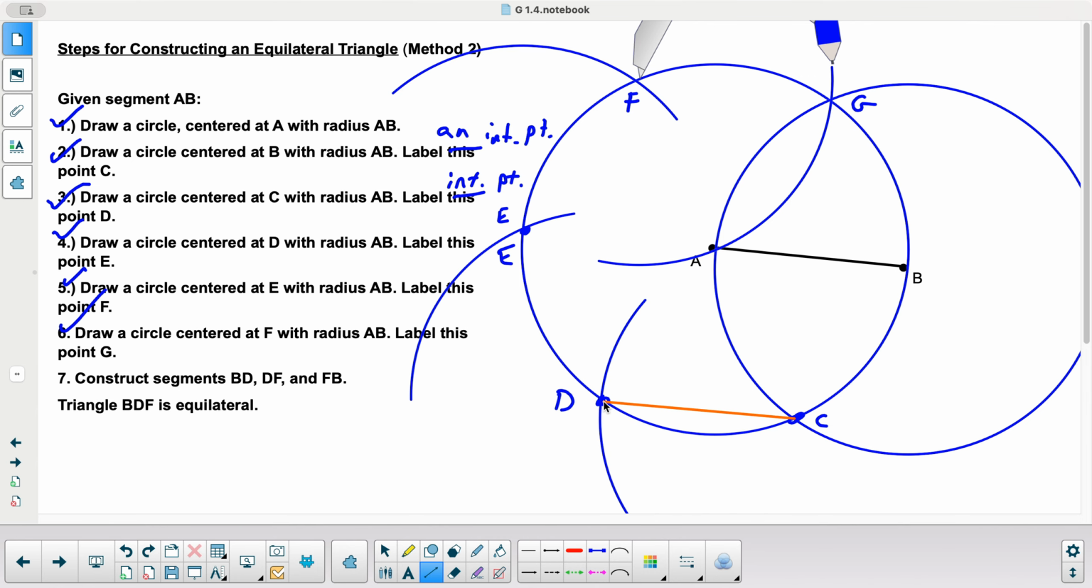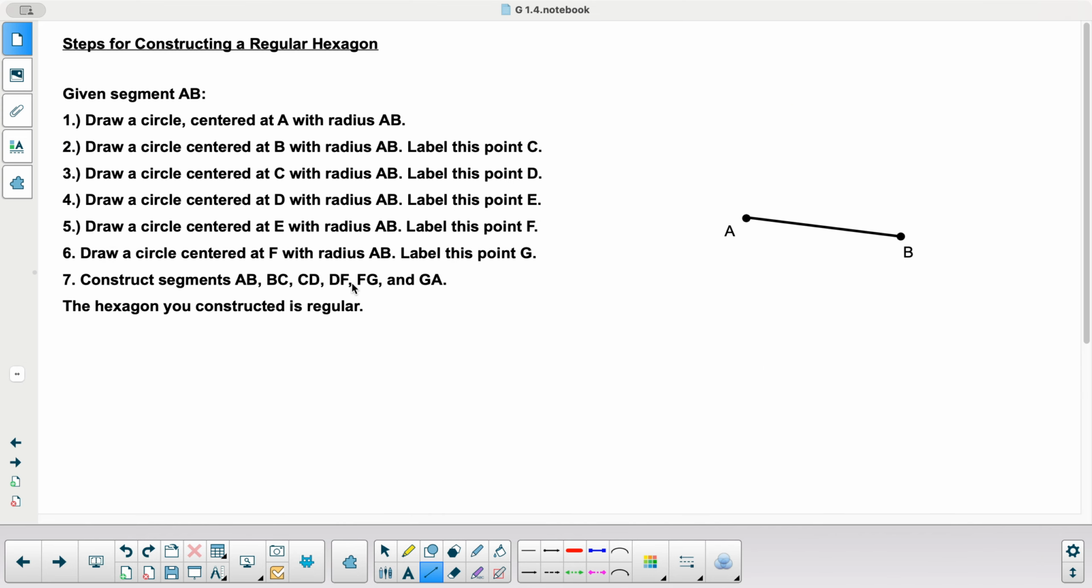So, you know, C and D, D and E, E and F, F and G, G and B, B and C. And there you go. Look at that. It's a pretty perfect regular hexagon. Okay. So here's your steps. If you want to write these down, go for it. But it's basically the same thing as the second method for the equilateral triangle. So I'm not going to do it on this slide here, but you see how it works.